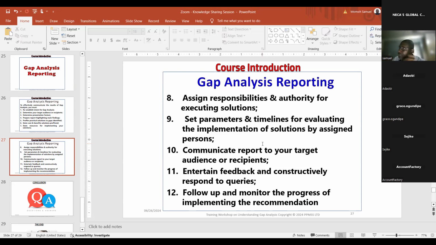That's document control in relation to any other ISO standard that you're implementing. Then we ensure that that is communicated. And then at the end of the day, we entertain feedbacks.